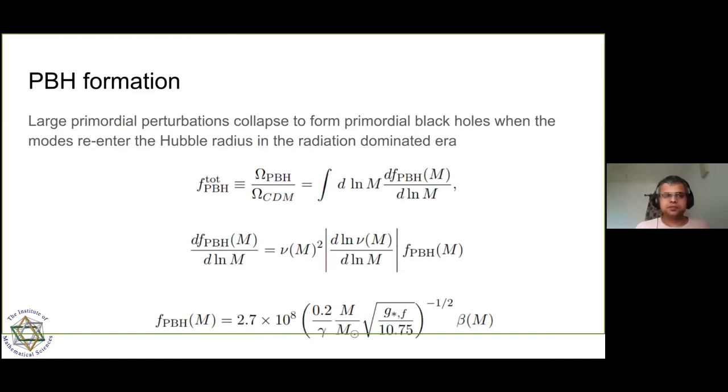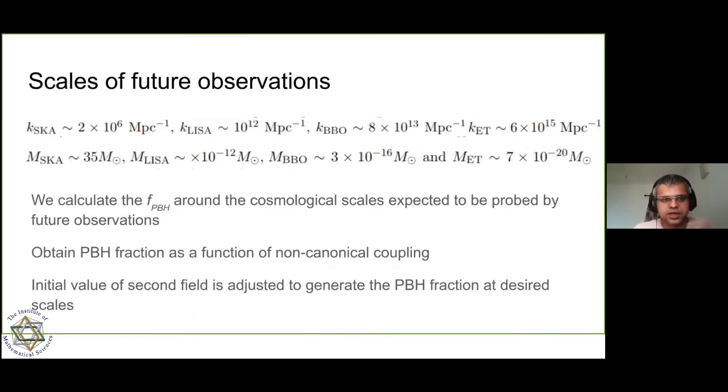Okay, PBH formation: we use Press-Schechter, as Rajiv said. We are using spherical collapse, and I'm not going into the formulation anymore here. The scaling relation between k and the mass of the primordial black holes is given as this. So k at 10^6 megaparsec inverse corresponds to 35 solar mass black holes, and k of 10^15 megaparsec inverse, a very small scale, corresponds to black holes of the order of 10^19 to 10^20 solar masses, which have already evaporated.